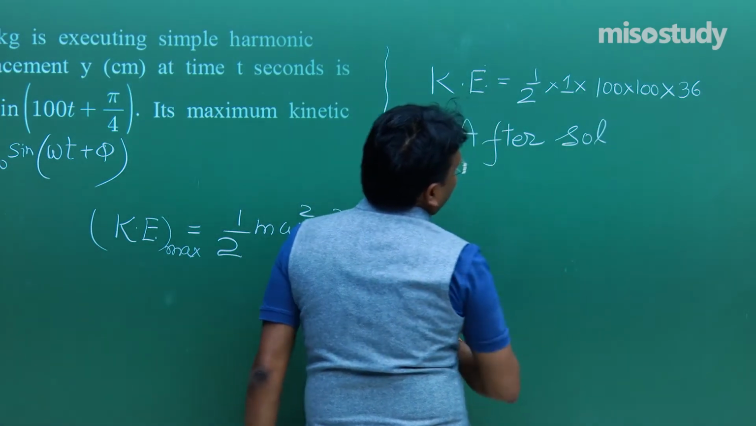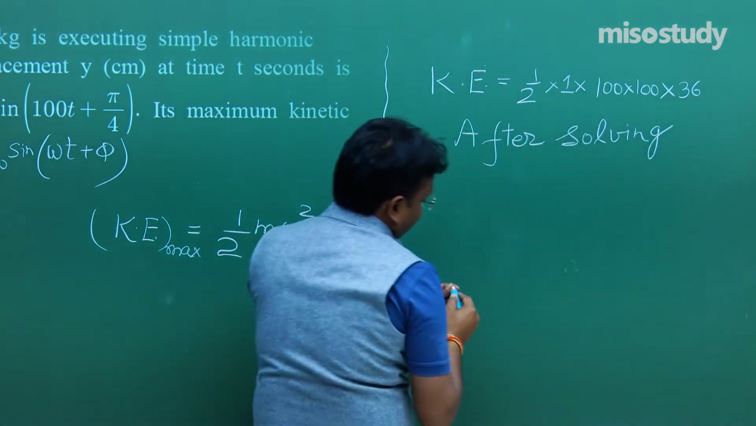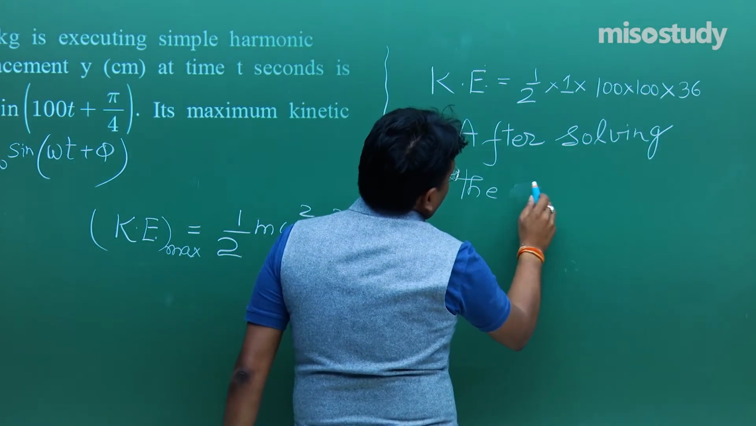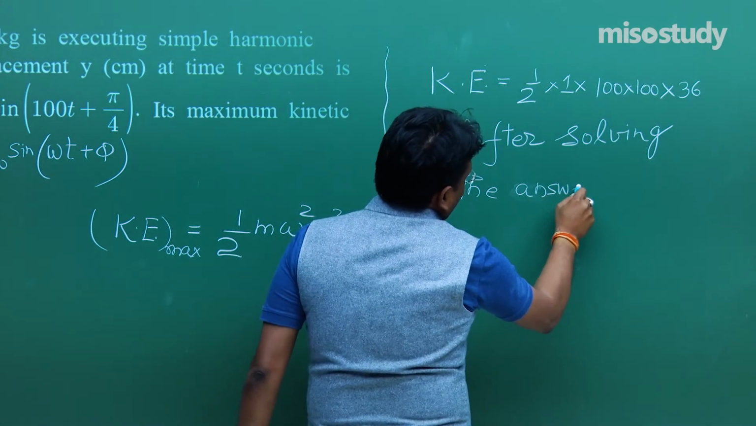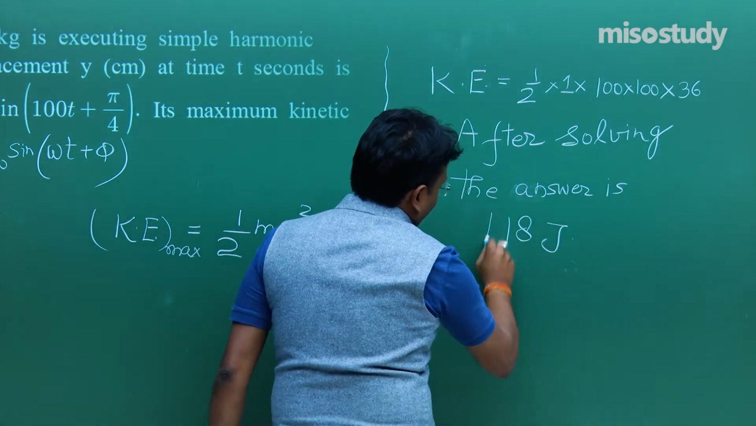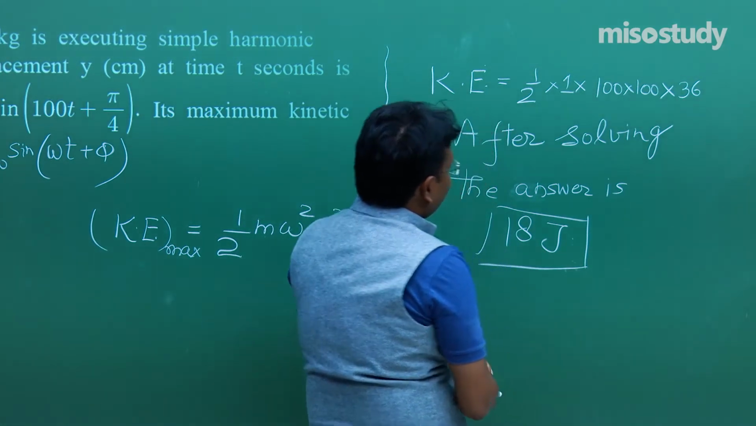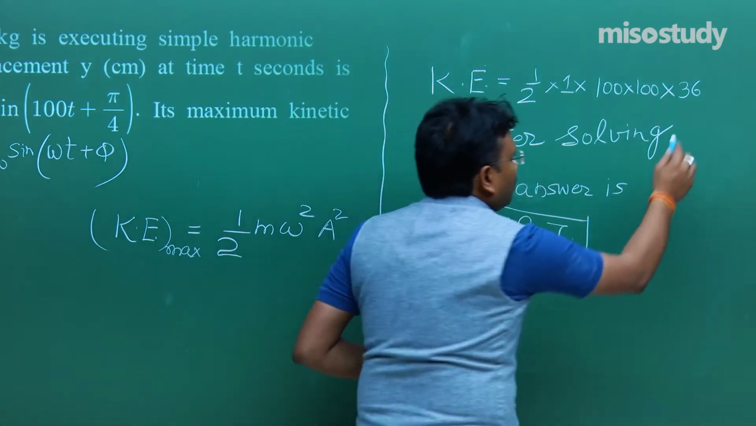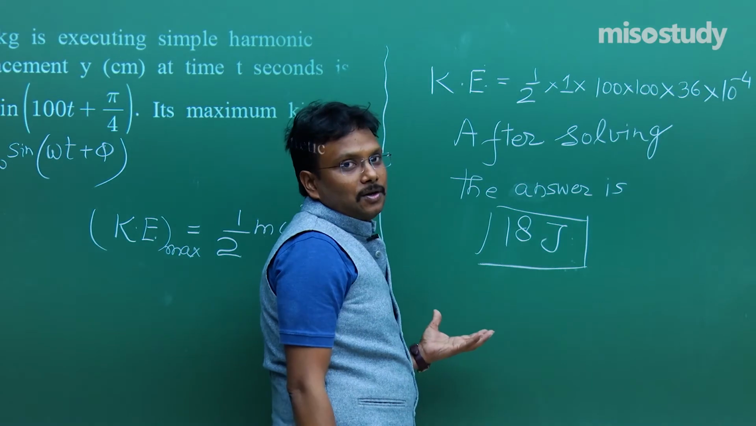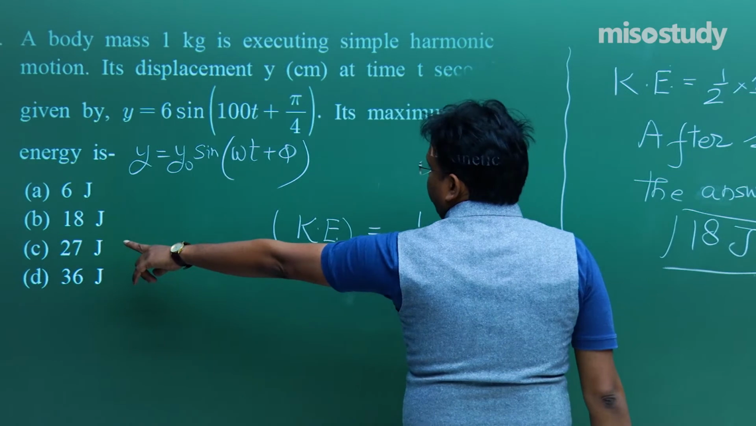After solving, the answer is 18 joule. Fine. Now, this much calculation I hope you people can do. Just use that value with the 10 to the power minus 4, solve it accordingly, you can get it. So 18 joule, it means correct option is B.